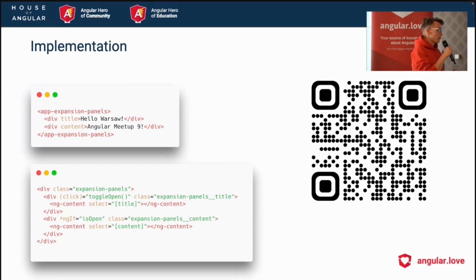And now also we can just check it with the QR code, and you can see that it works in the same way like before, but now we moved from the inputs, from two inputs, to fully content projection. Okay, so that's basically all with the basic part.